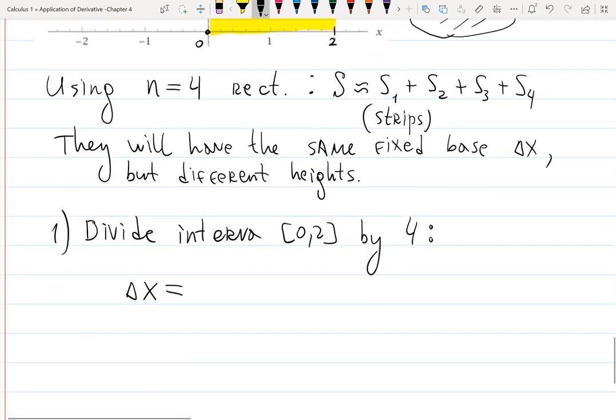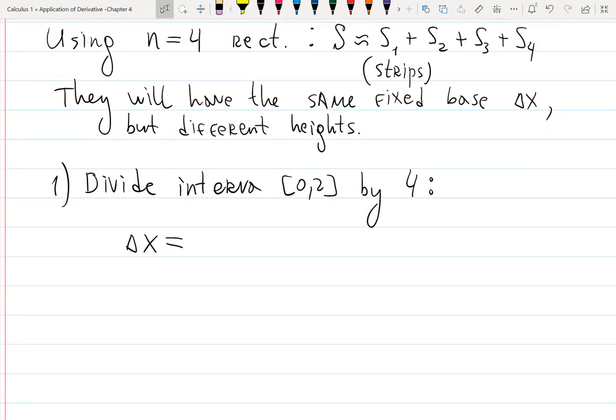B and A are given, and n, either you decide on it or it is given. B minus A over n, that's going to be my step size. Step size also. You will see this phrase quite a lot, step size.